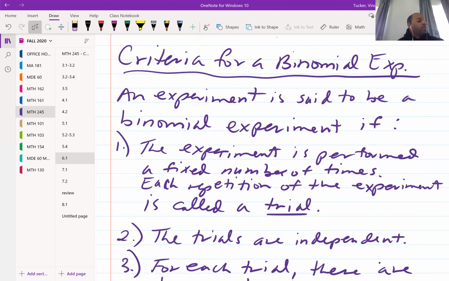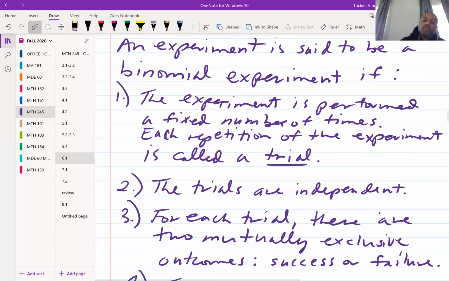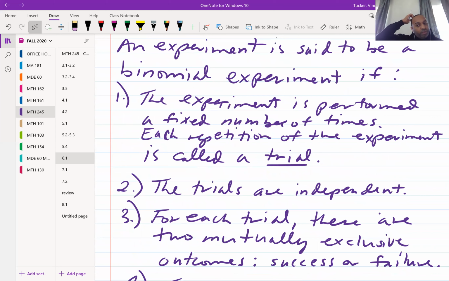We talked about independence. I believe it was last class that one trial has nothing to do with the probability of the next trial occurring. For each trial, there are two mutually exclusive outcomes, success or failure. So mutually exclusive, we talked about that as well. That means that neither of the outcomes have anything in common. In other words, you can't miss a shot and make a shot at the same time. You either missed it or you made it. So they are mutually exclusive.